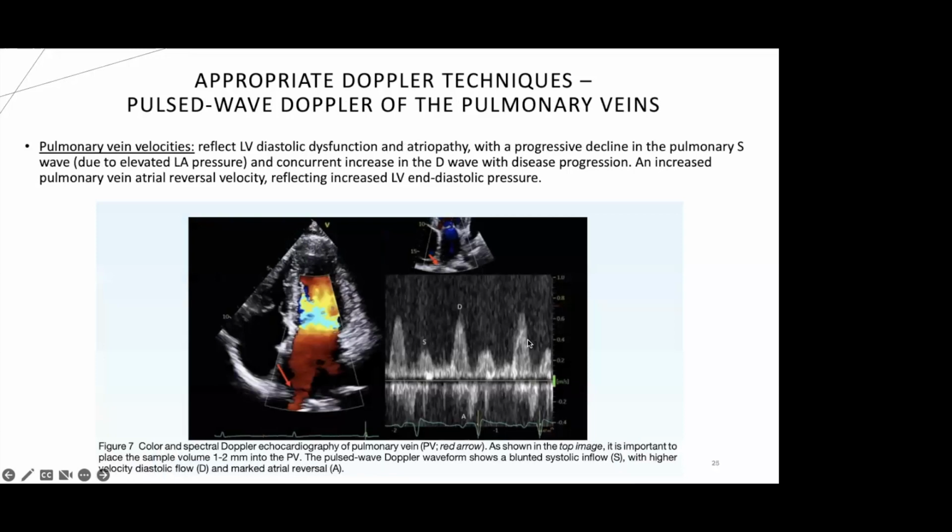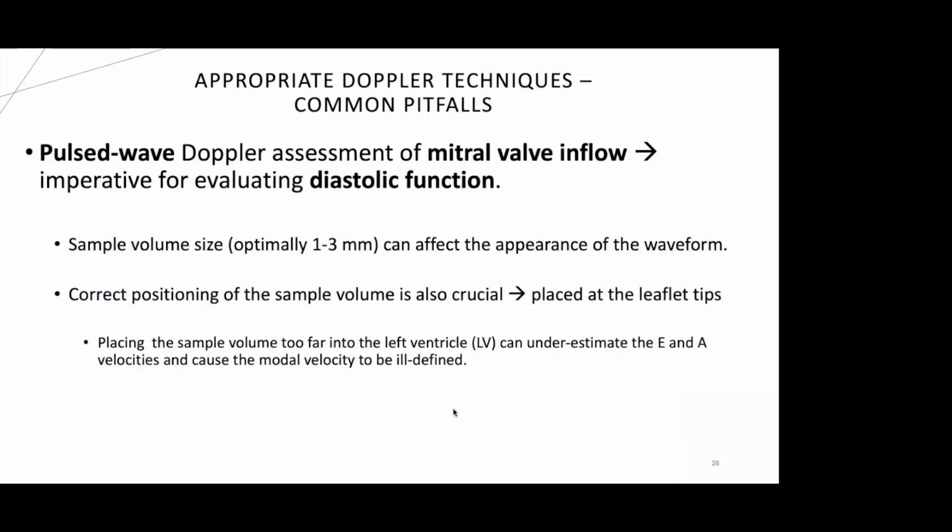When we look at the pulmonary vein velocities, these reflect our LV diastolic dysfunction and atriopathy, and commonly we see a decrease in the pulmonary S systolic wave because the left atrial pressures are higher, with a concurrent increase in our diastolic D wave as the disease progresses. And then in the atrial wave, we see pulmonary vein atrial reversal velocities that are larger, and this is often a reflection of increased LV end-diastolic pressure.